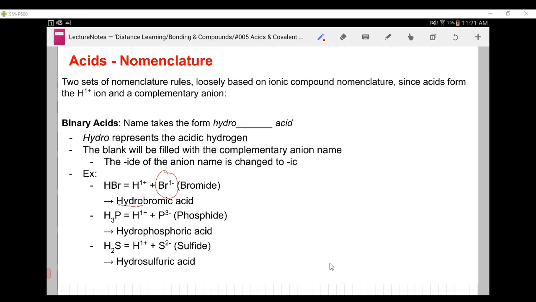In the second example, we have hydrogen and phosphorus. We know that P3- is called phosphide. But again, because this is an acid, we're going to call this hydrophosphoric acid. And then lastly, hydrogen and sulfide becomes hydrosulfuric acid.